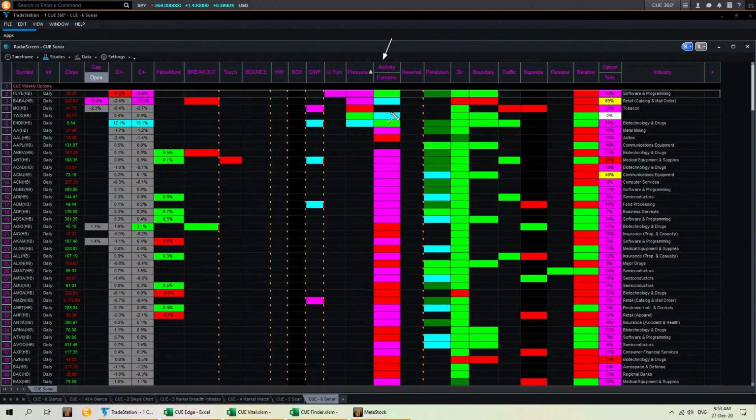Activity, this column is showing whether volume was very high or extreme high or very low or extreme low. So that is also significant, but if you are looking for any of the trade setups like box, bounce, you may use both pressure or activity. Bounce, box, both has a requirement for high activity or high pressure.